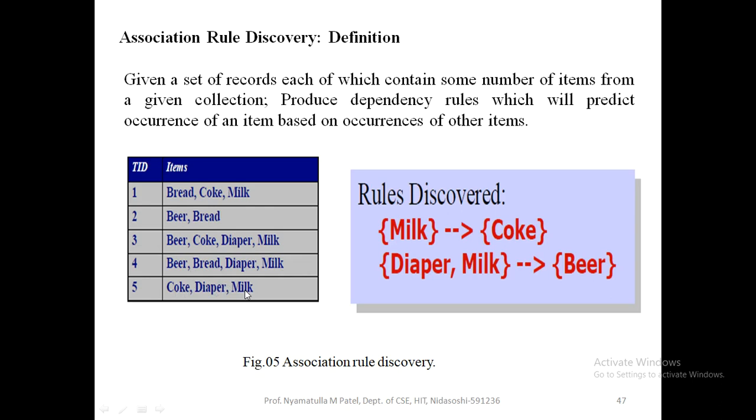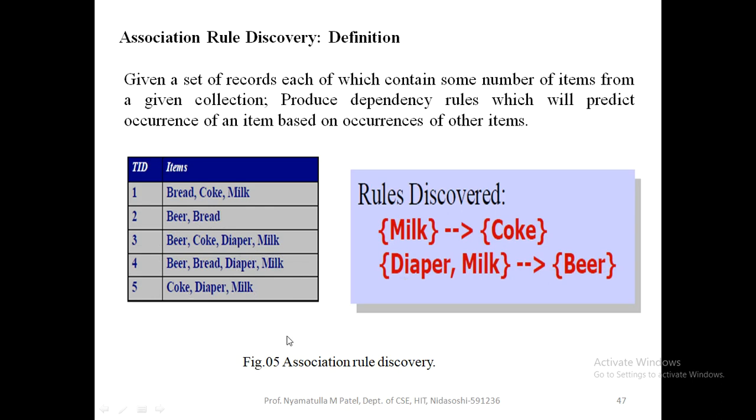Now, let us see, one rule is discovered: milk equals coke. Whenever a person has bought a coke, he has bought the milk one time, coke milk second time, coke milk third time. Now, check for another case: diaper, milk equals beer. The person who has bought a diaper has also bought the milk and also bought the beer. This is association rule discovery.